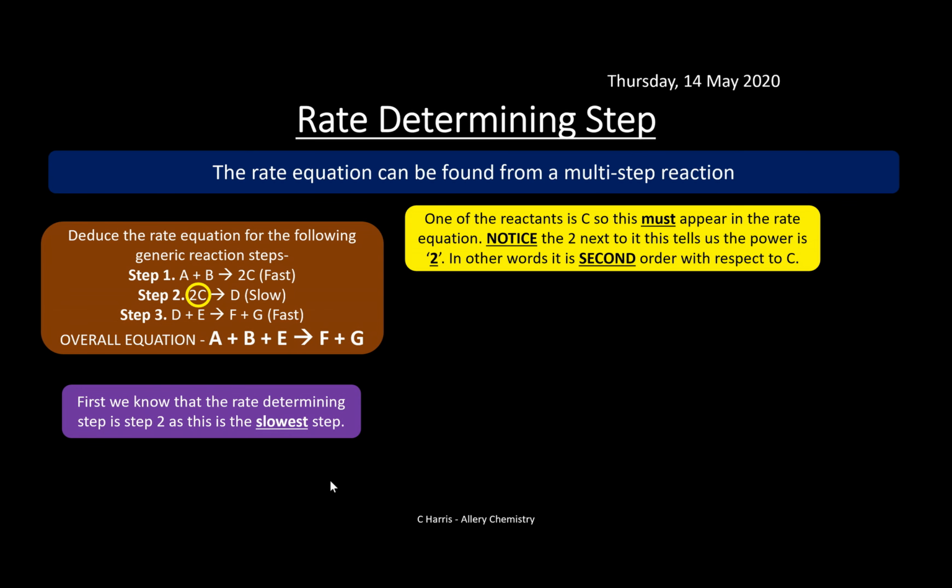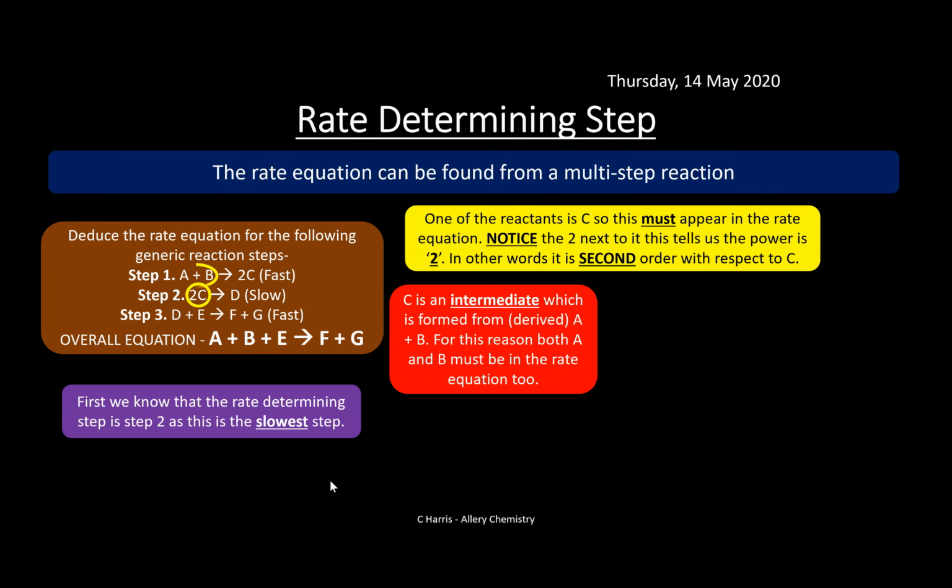Remember, the rate equation has your elements that affect rate. So if it's in the rate determining step, then it must be in the rate equation. So notice we've got a 2 next to it. This tells us the power is 2. In other words, it's second order with respect to C. How cool is that? Just by looking at the number in front of the element, in a multi-step reaction, we can help to work out the order of it. And we know it's second order with respect to C.